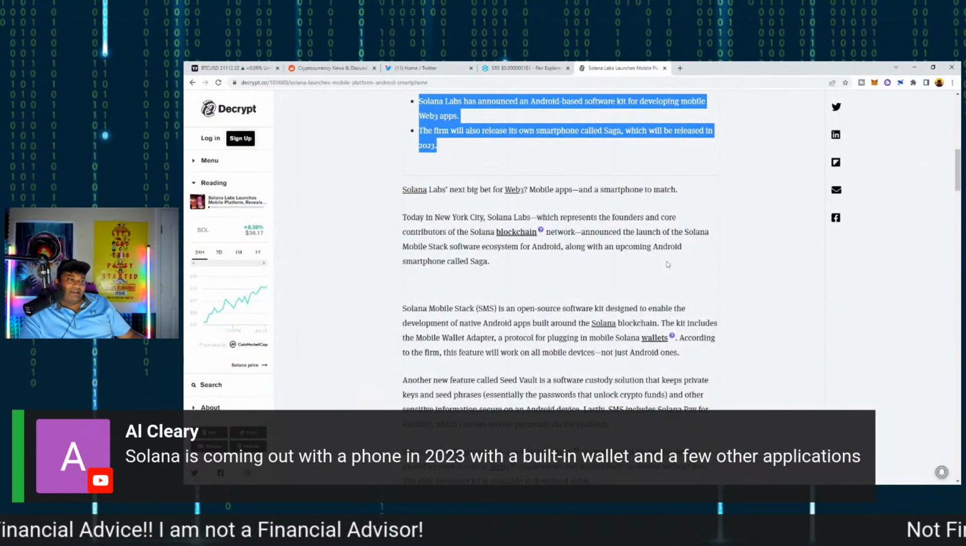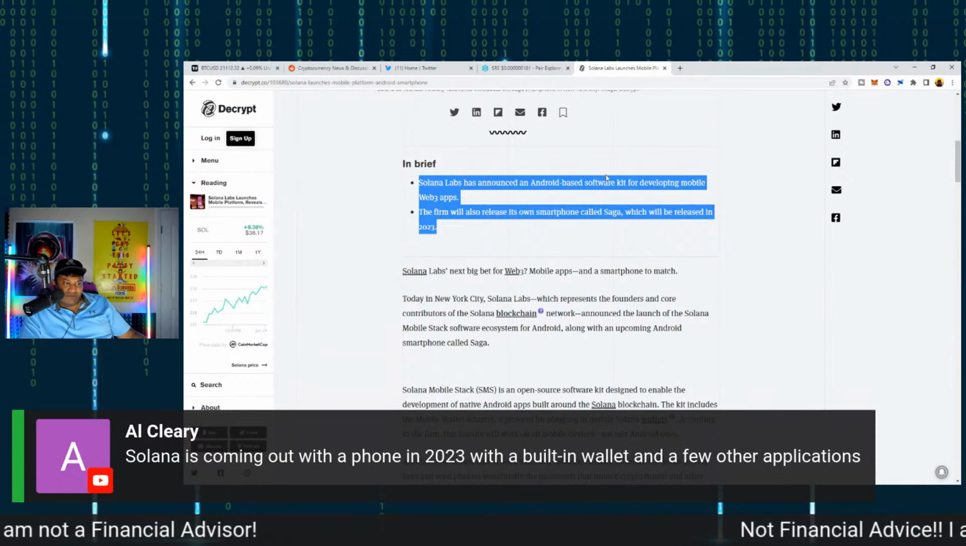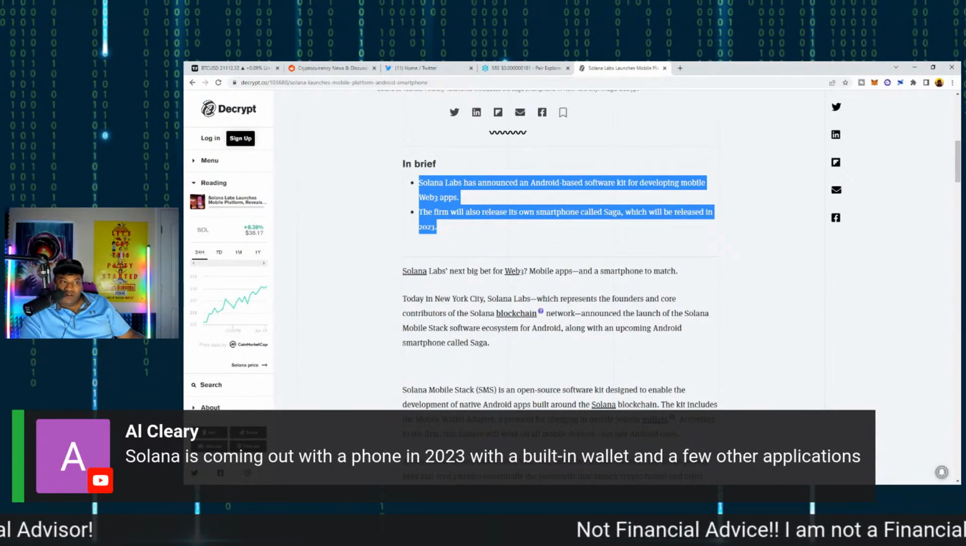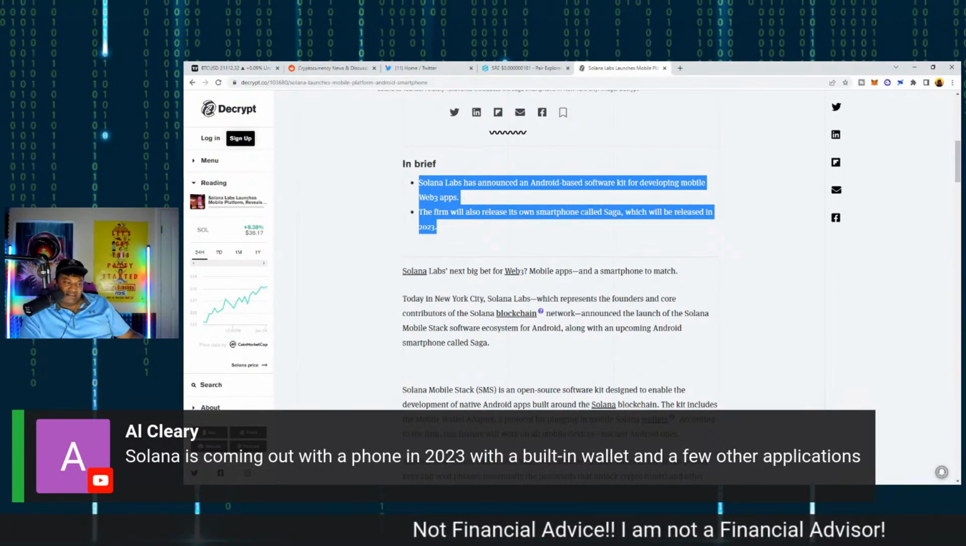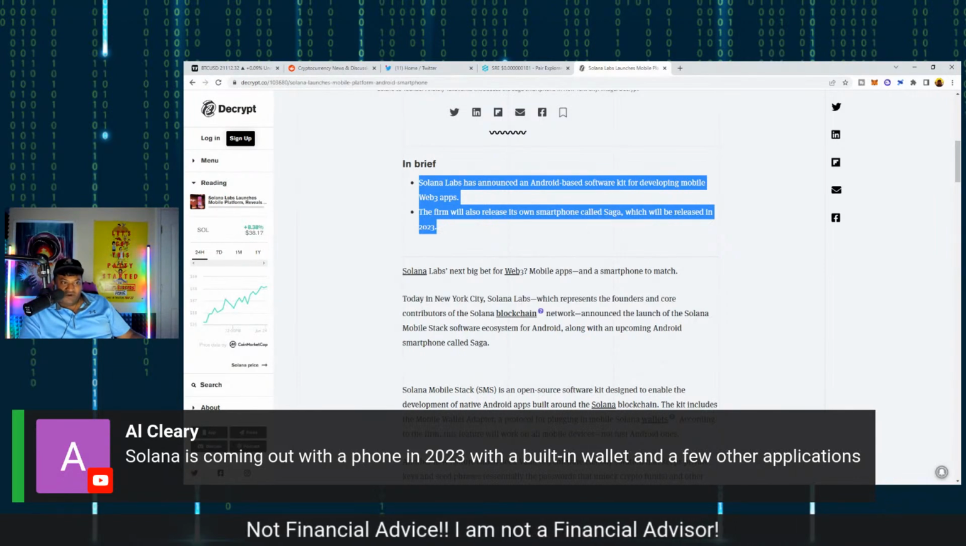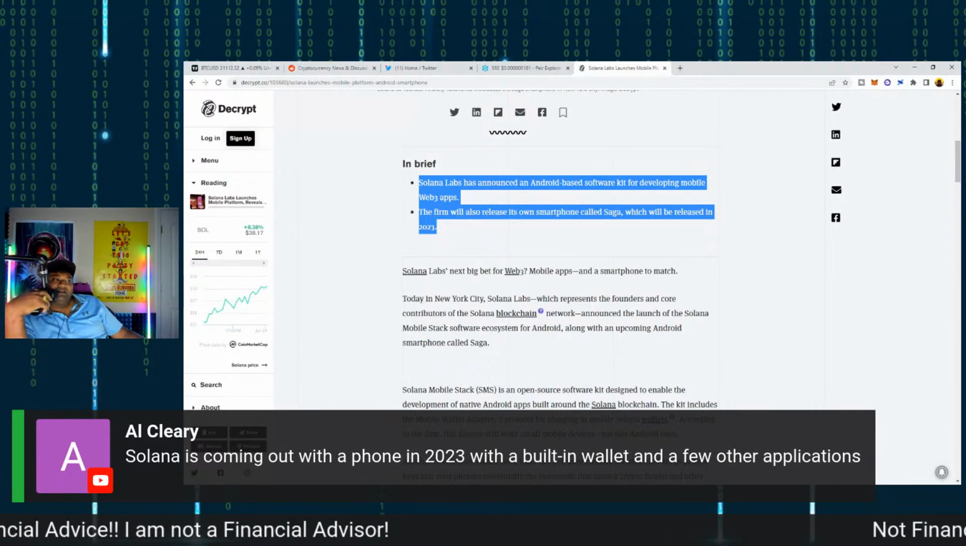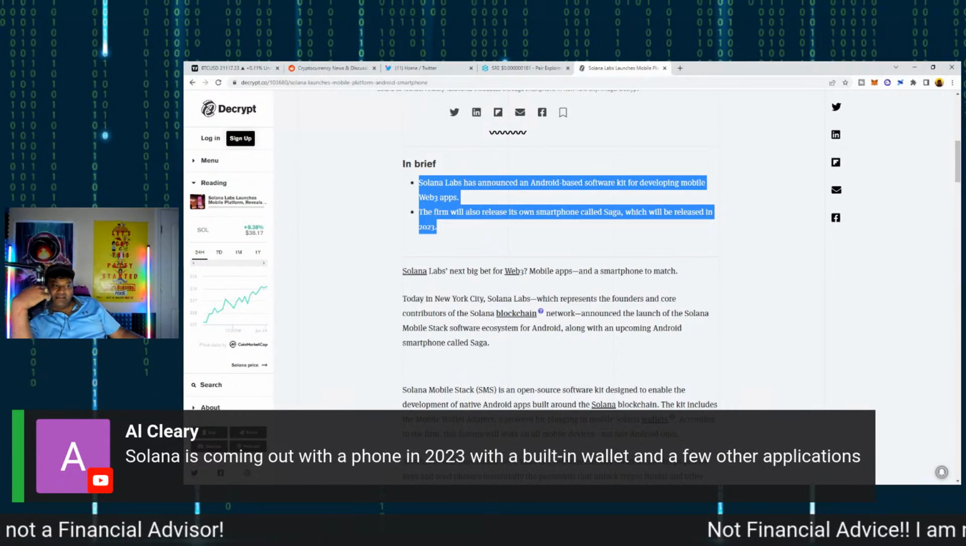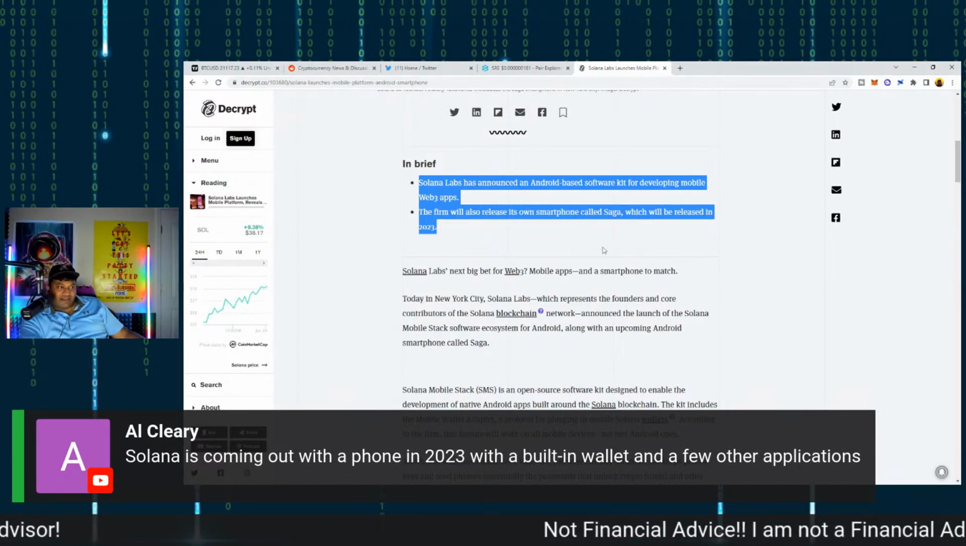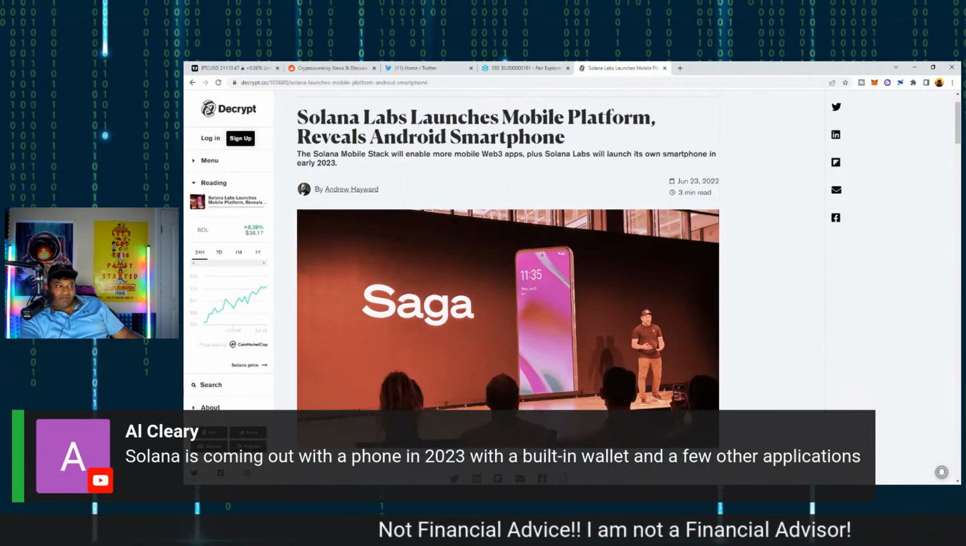No, but that's really good. The developers will be happy because the more SDKs, software development kits, for developing mobile Web3, the better. I love how this guy had to write it like that. But yeah, this is very good news for Solana today. Definitely helps bring it back to reality.